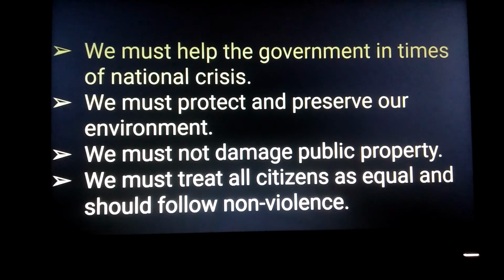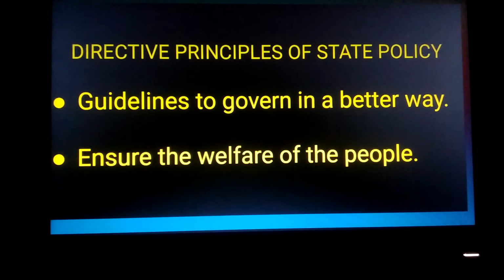You know what is the meaning of non-violence? It means being the citizens of India or a country, we should have the feeling of brotherhood for everybody, whether Hindu or Muslim, so that there may be no violence among its citizens.